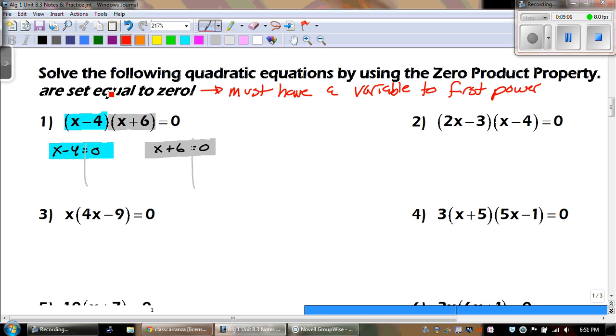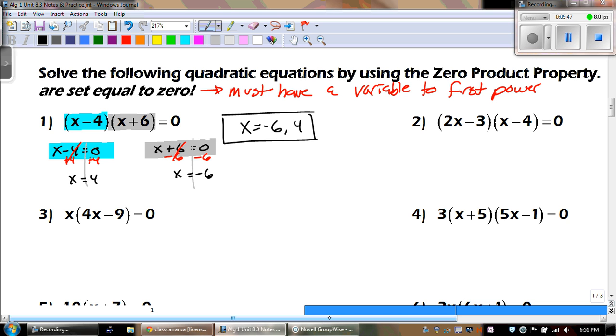Okay, so let's solve. To get the x by itself in the first one, we need to add 4 to both sides, and we get that x equals 4. And in the gray, to get the x by itself, we have to subtract 6 from both sides, and we get that x equals negative 6. Those are my two answers. And when I write those two answers down, we're going to put them in numerical order. So x equals negative 6 or 4. And those would be the solutions to that problem. That's not too hard, is it?